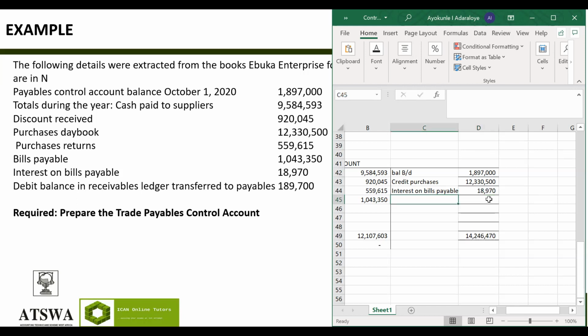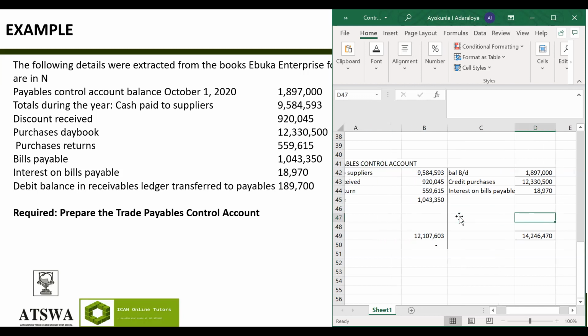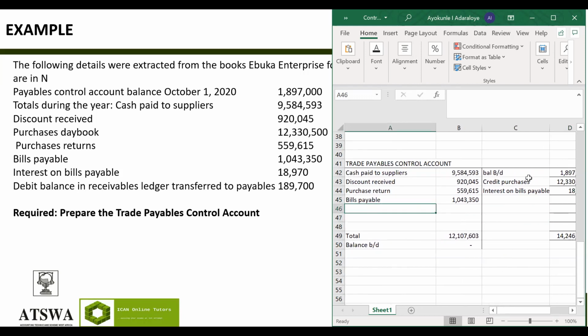So that's debit balance in receivable ledger transferred to payable ledger. You are using a debit balance that was there to reduce. Somebody is owing you, you are saying cancel off. The person will no longer owe you from here. So it will be on this side to reduce what? Your payables. So debit balance transferred here will be transfer slash set off. Will be what? 189,700.